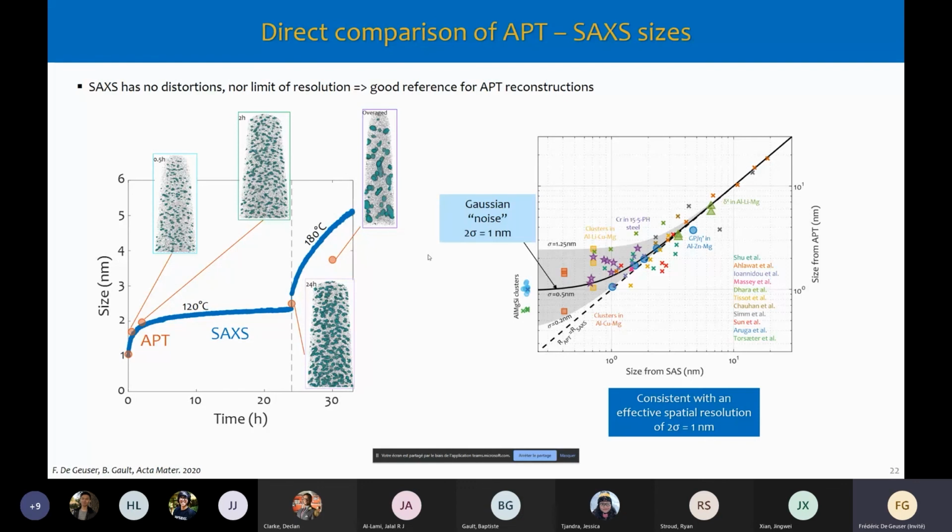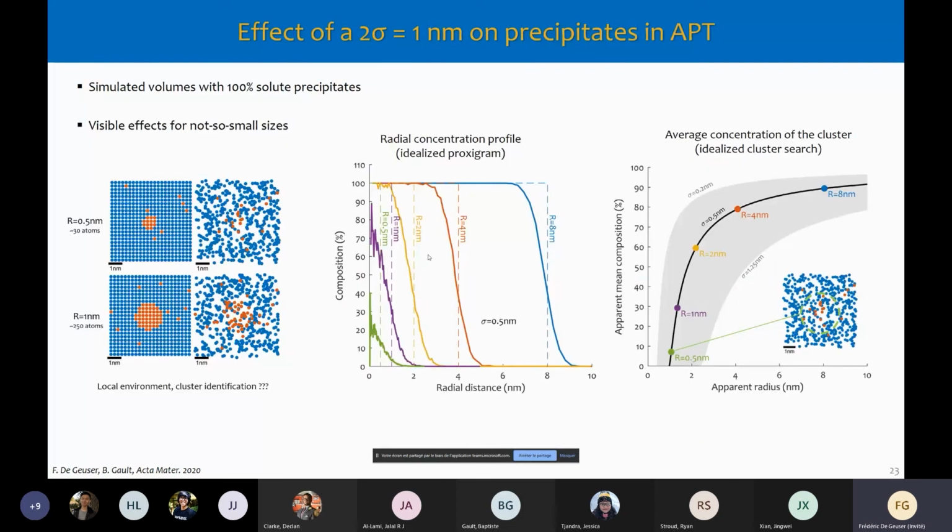So this is my last slide, actually. It's probably a good idea, once you have this, to try to assess what would be the effects of this resolution on actual precipitates. And I did some very quick and dirty simulations with simulated volumes with 100% solutes in these volumes. On the left, this is not even simulations, this is really a 2D sketch. But on the right, these are really simulations where I try to show examples of this 1 nanometer resolution on idealized proxigrams, for instance, or cluster identification.